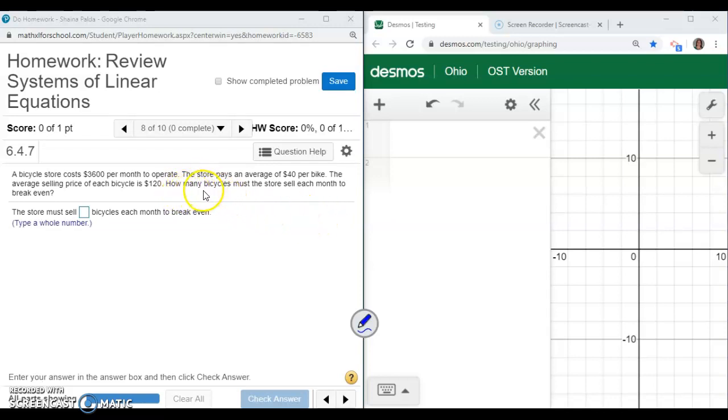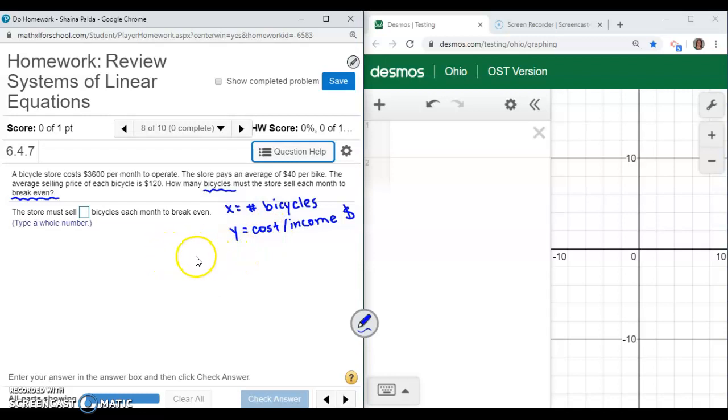So how many bicycles is something we're trying to find, and we're trying to find what it takes to break even. Okay, so what we're going to look at here is that X is going to be our number of bicycles, because the cost and income both depend on it. So Y is going to be cost and income both. It's basically going to be a money value, okay? Both are going to be dependent on the number of bicycles they sell.